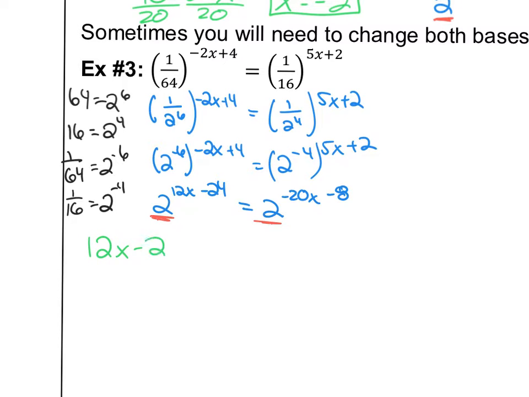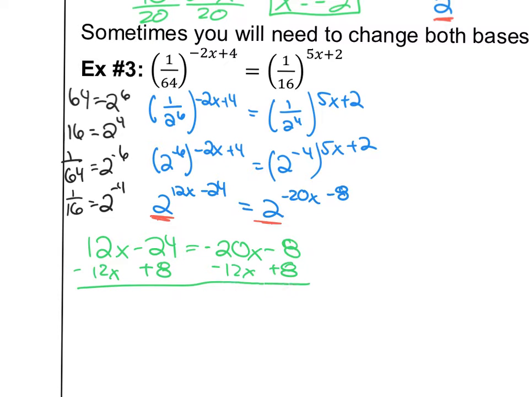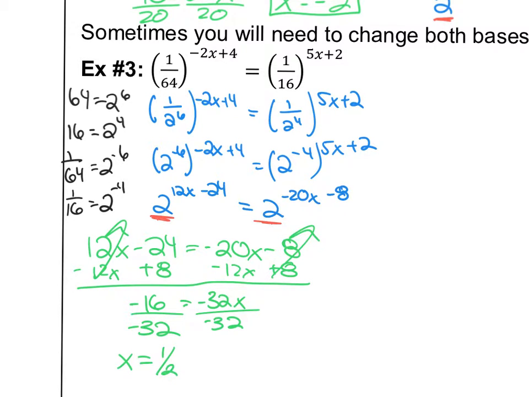So 12x minus 24 equals negative 20x minus 8, and then just some more basic algebra. So we're going to add 8 on this side, subtract 12x on this side. So then these cancel, these cancel. So we have negative 24 plus 8 is negative 16, negative 20x minus 12x is negative 32x, divide by negative 32, divided by negative 32, and get x equals 1/2.